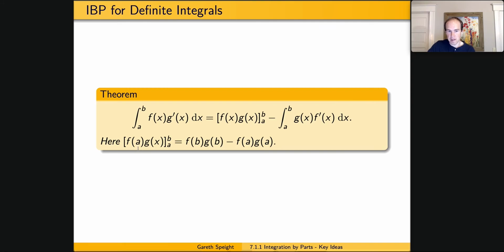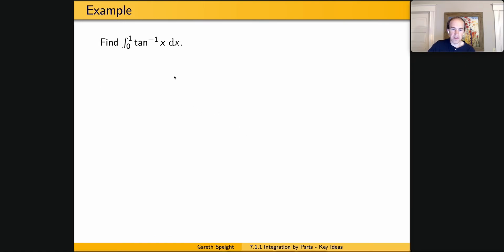So it's going to be plug in b, plug in a, sorry, this should be f of x times g of x. Plug in b, plug in a, and subtract, we get f of b, g of b minus f of a times g of a. Okay, so everything becomes a definite integral, and then we have to remember to plug in the endpoints on this first term. So let's do an example of that.